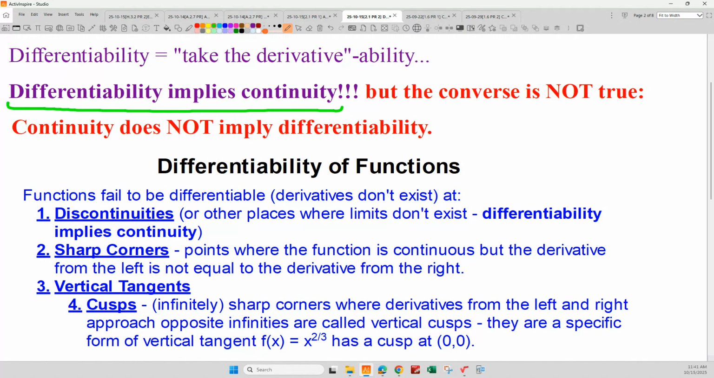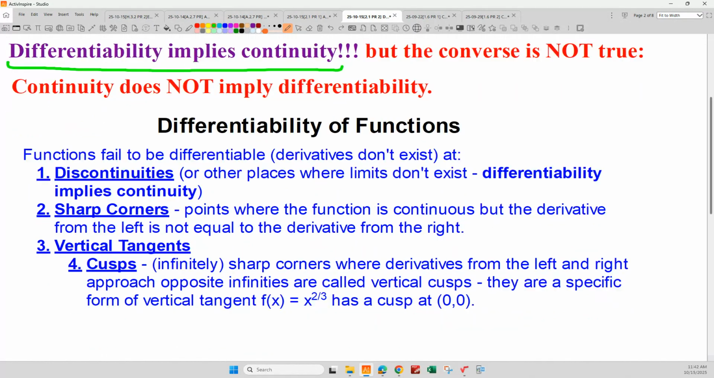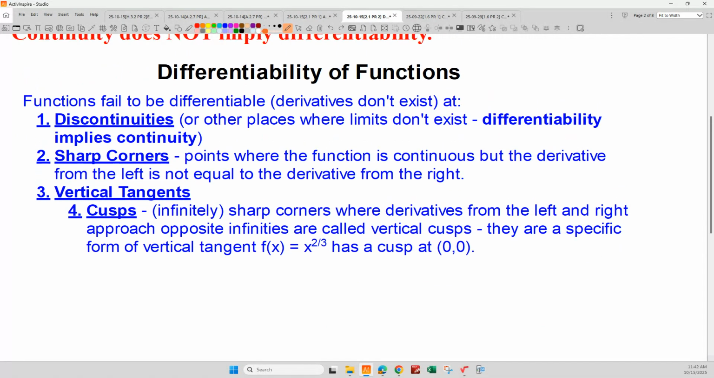And we'll see why. So what are the places where functions fail to be differentiable? Where we can't take derivatives? Well, discontinuities. Okay? Or other places where limits don't exist. Because remember, the derivative fundamentally relies on the existence of a limit, doesn't it? Right? So discontinuities are places where the derivative is not defined. Sharp corners are places where derivatives are not defined. And how come? Well, we'll talk about that. We'll look at some examples.